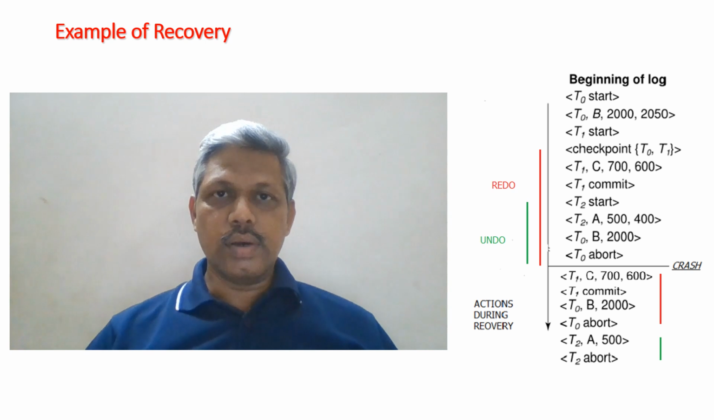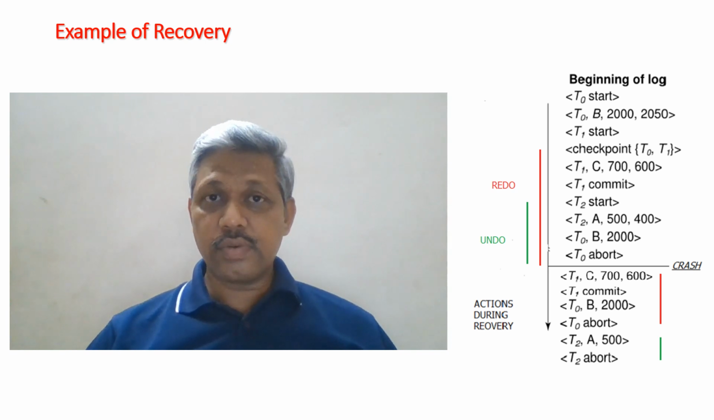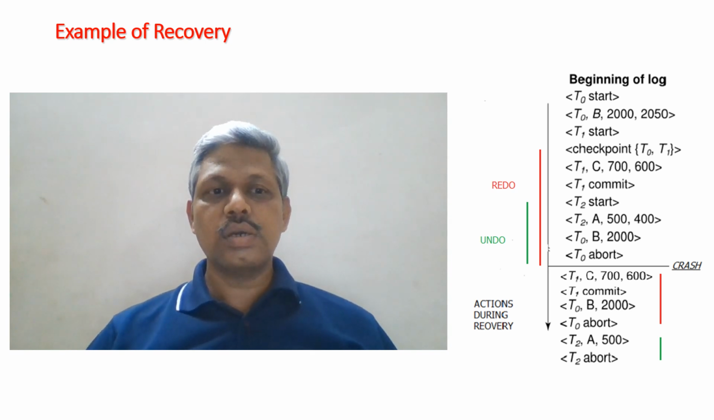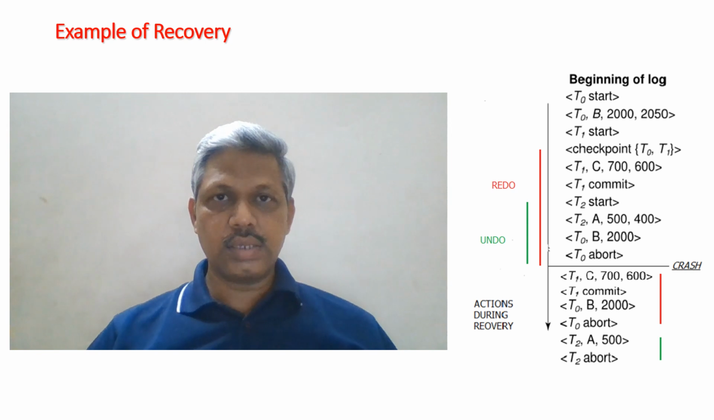Once this is over, the undo phase starts. In the undo phase, starting from the end of the log, T2 A 500 400, which is an update done in the normal course of action, we now have to undo. That means we have to revert the value of A back to 500. To do this, we write a compensation log record T2 A 500.